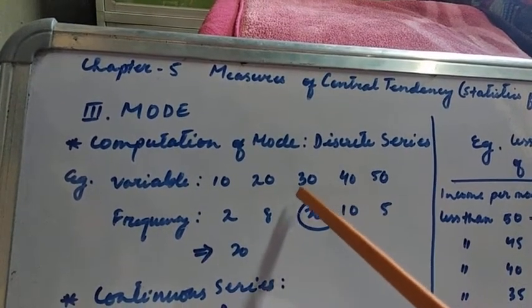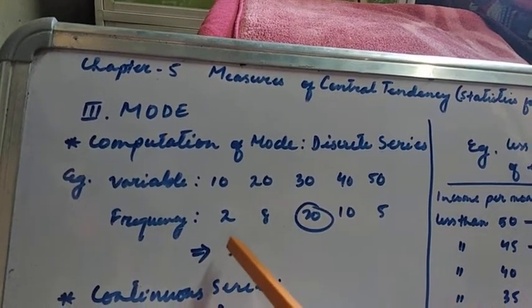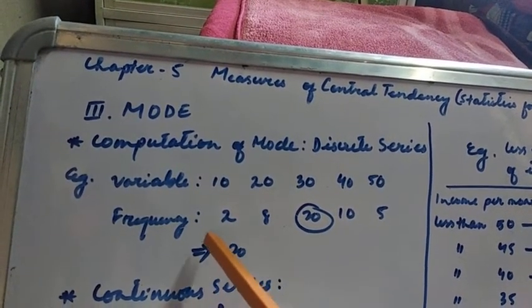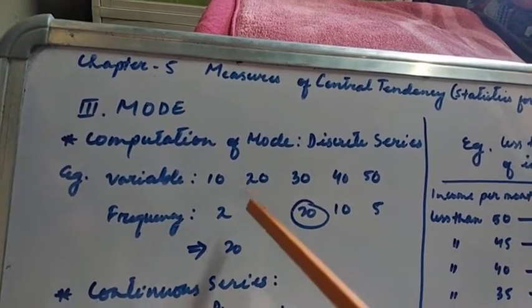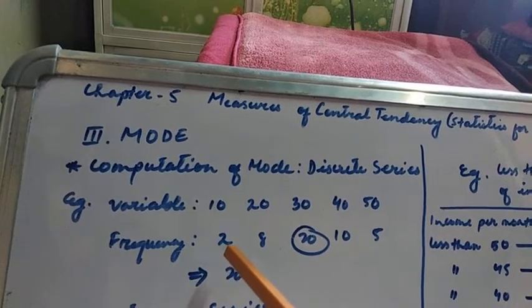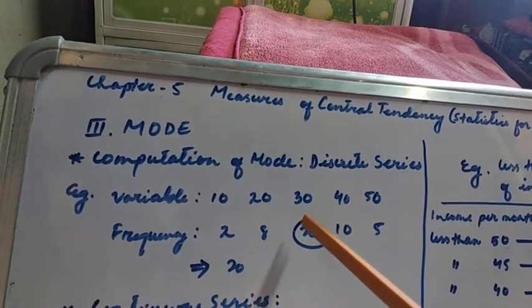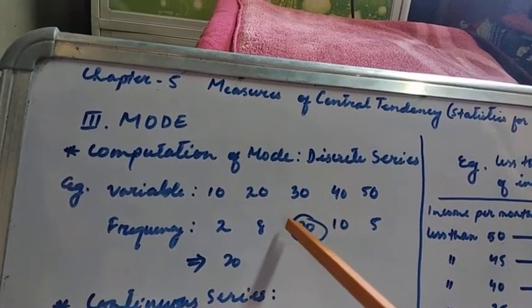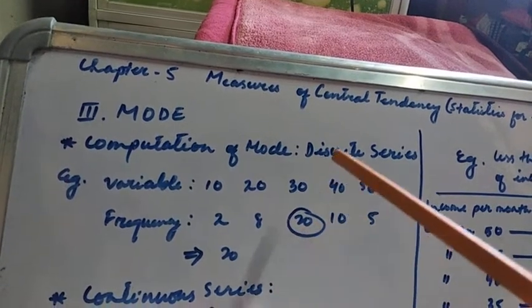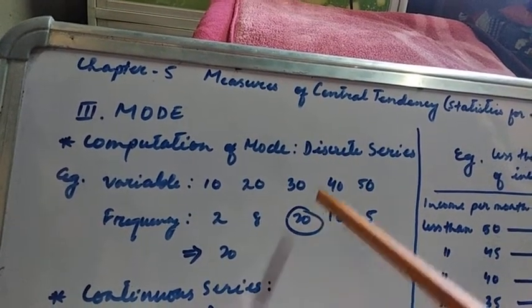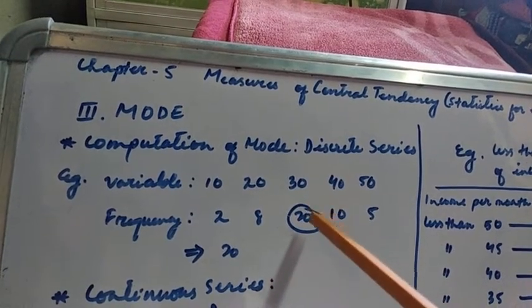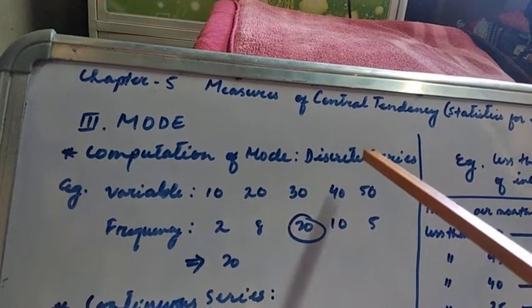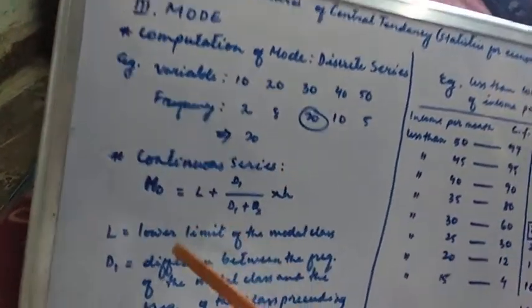For a discrete series, it is directly given here. Frequency 20 is the highest frequency, which means that the mode value for all these variables is 20. Frequency means how many times an item occurs. So 30 is occurring 20 times, which means that 20 is the mode value, the value of the data which frequently appeared, because this is the highest frequency in case of discrete series.